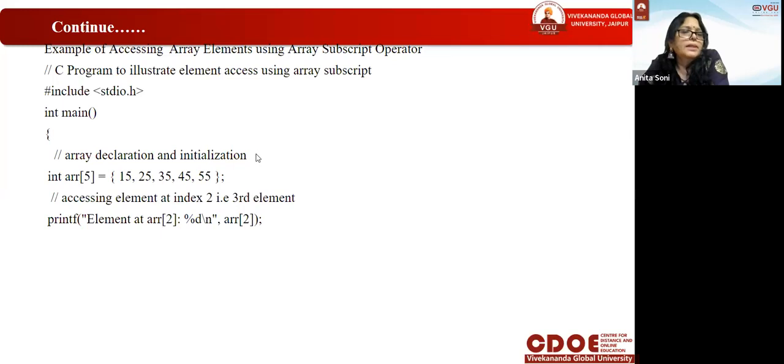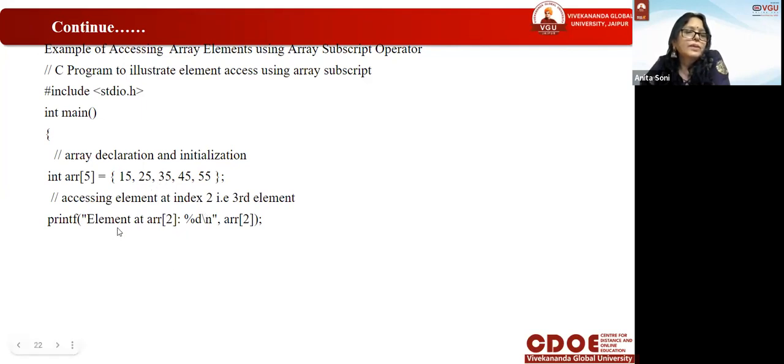Array declaration and initialization. Here, array is integer data type. It is holding maximum 5 values, like 15, 25, 35, 45, 55. So what will the compiler do? The compiler will reserve all 5 locations in a continuous memory location. The first location will be array[0], second array[1], array[2], array[3], array[4]. Now you want to access the element at index 2. What would be the value? This is array[0], this is array[1], this is array[2]. So this will print 35.